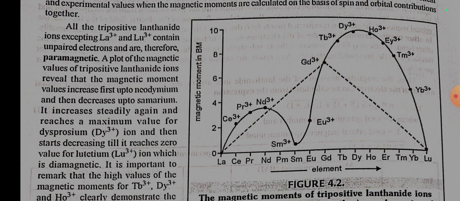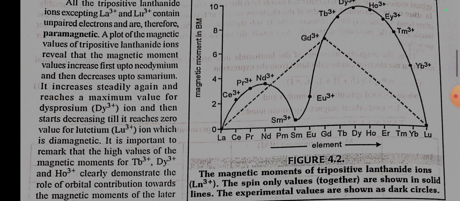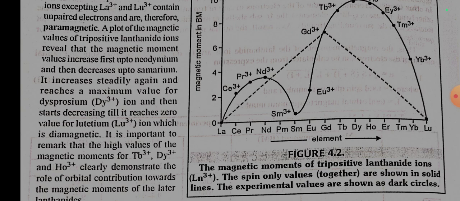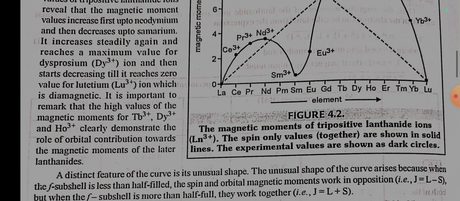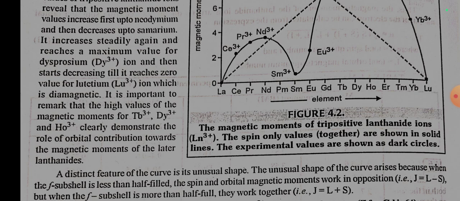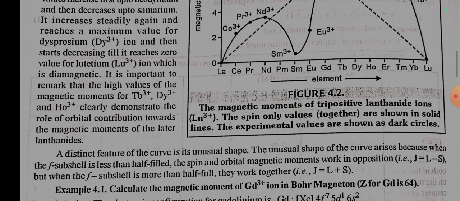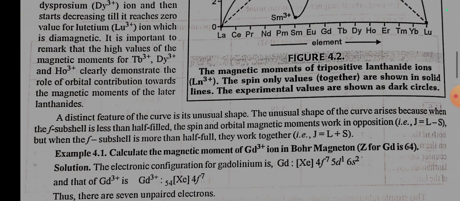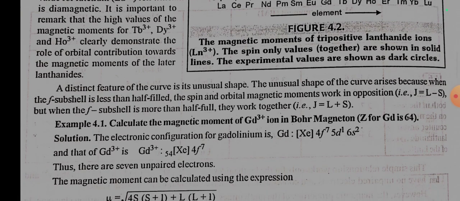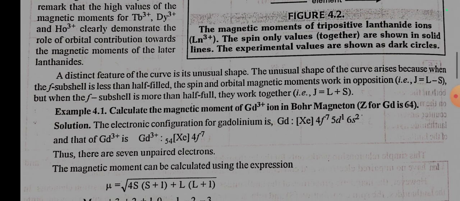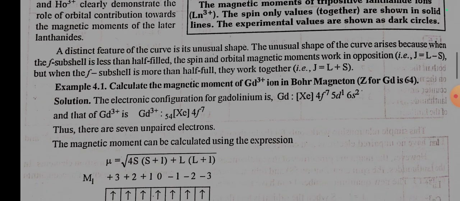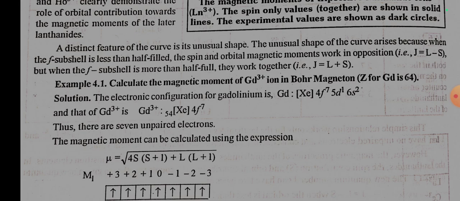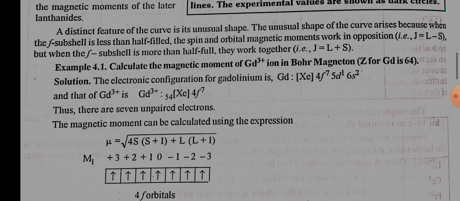A plot of the magnetic values of tripositive lanthanide ions reveals that the magnetic moment values increase first up to neodymium and then decrease up to samarium. It increases steadily again and reaches a maximum value for the dysprosium ion and then starts decreasing till it reaches zero value for the lutetium ion, which is diamagnetic. It is important to remark that the high values of the magnetic moments for Tb3+, Dy3+ and Ho3+ clearly demonstrate the role of orbital contribution towards the magnetic moment of the later lanthanides. A distinct feature of the curve is its unusual shape.